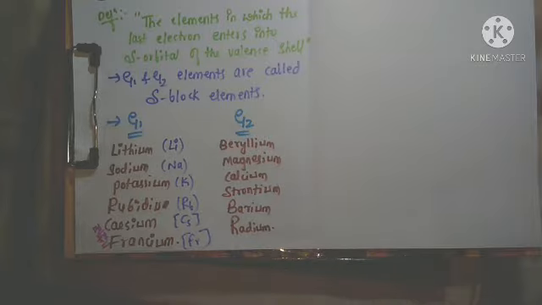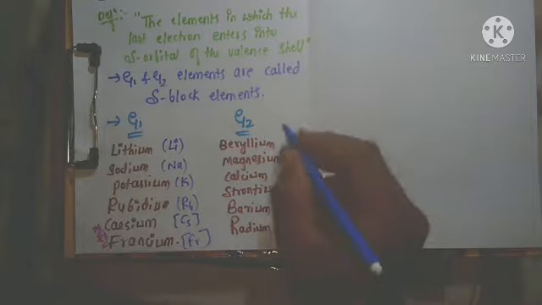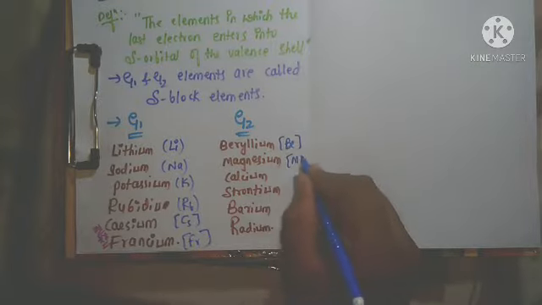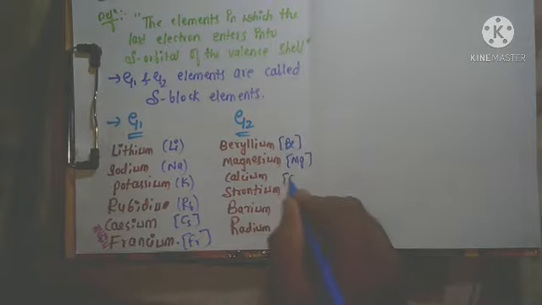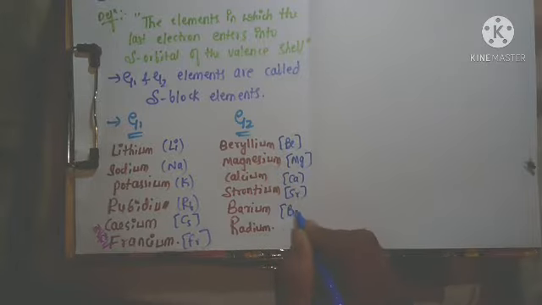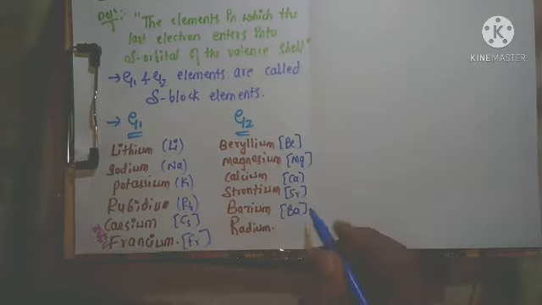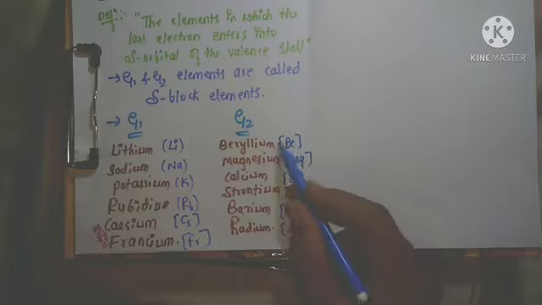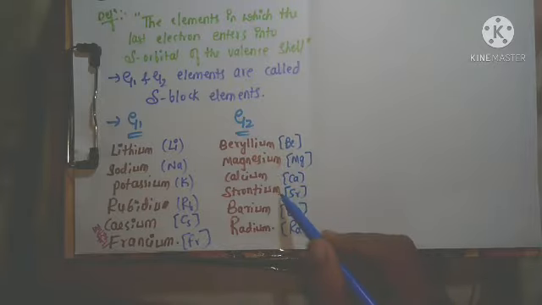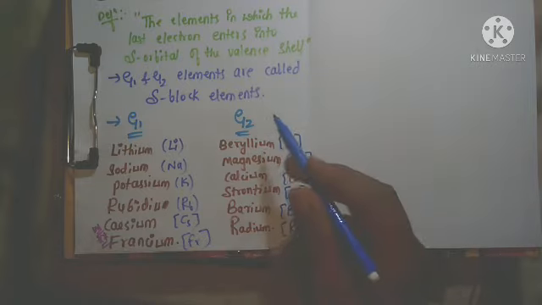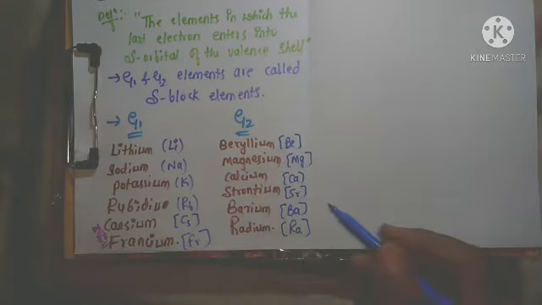Beryllium symbol is Be, and magnesium symbol you already know, Mg. Calcium symbol is Ca, and strontium symbol is Sr. Similarly, barium symbol is Ba, and radium symbol is Ra. Means beryllium, magnesium, calcium, strontium, barium, radium. These are the elements present in group 2.